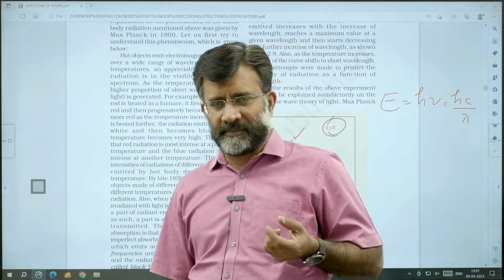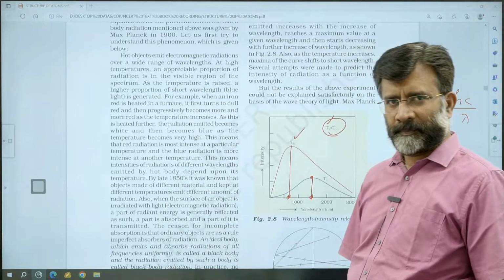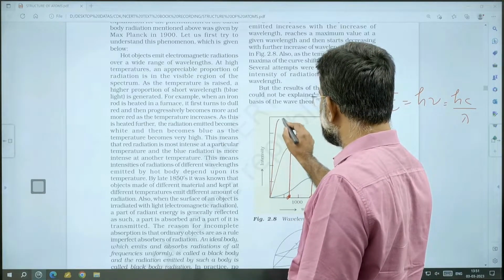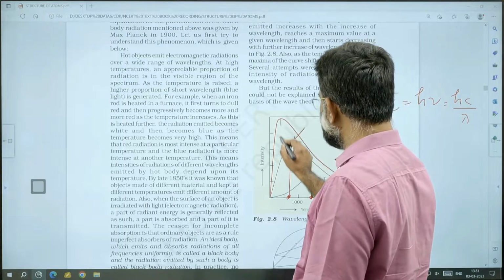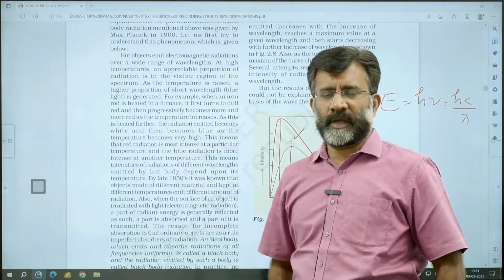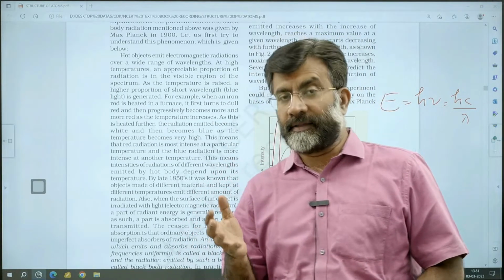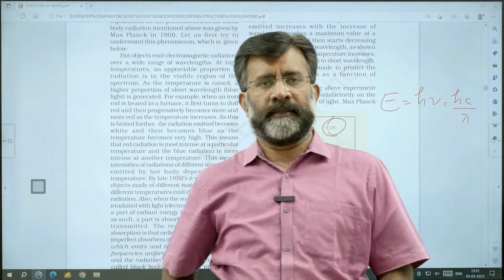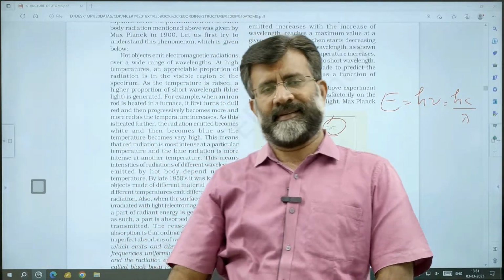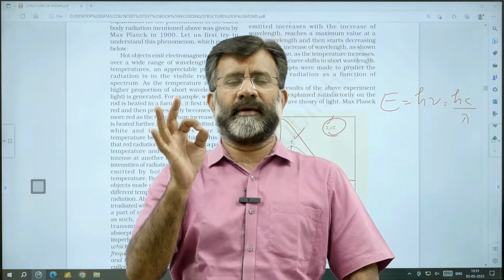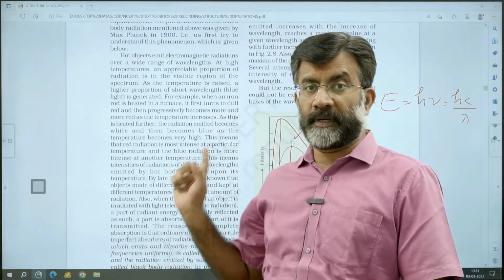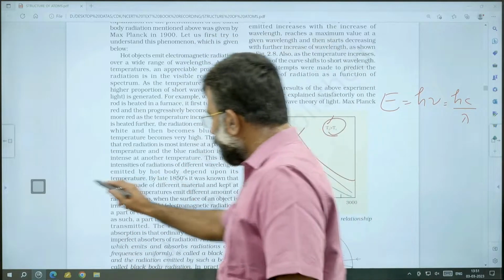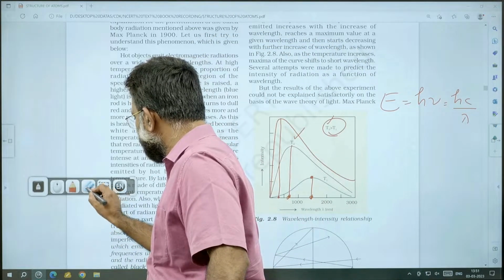Suppose I am taking a temperature T3. What is the graph? The graph will be like this. You see, the maxima lambda will again shift to the left. So as the temperature increases, the graph comes more and more to the left-hand side and the intensity peak increases. This is the hot body radiation experimental graph, which is explained on the basis of quantum theory. And that's about hot body radiation.